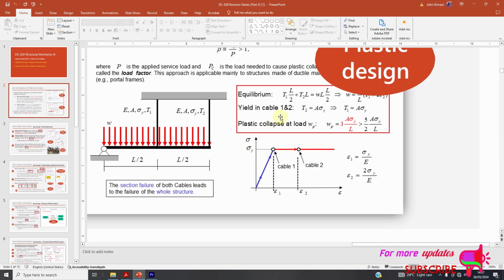So in equilibrium, this equation is satisfied, and the plastic collapse occurs at load WP, where WP is given by that formula. That is 3A stress in the y direction over L, which should be greater than 5/2 A stress in the y direction over L.